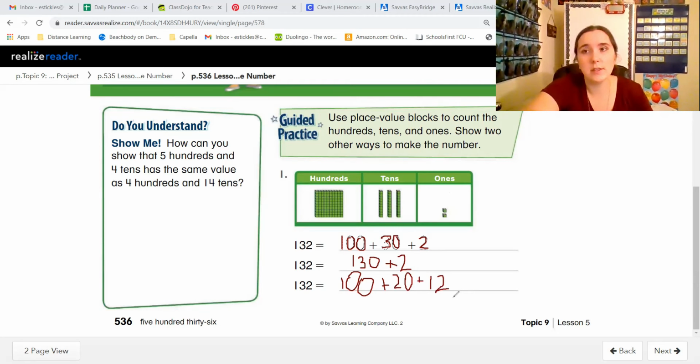So all 3 of these ways are the same number. 132 equals 100 plus 30 plus 2, or 130 plus 2, or 100 plus 20 plus 12. They're all the same number. Let's go ahead and watch one more quick video.